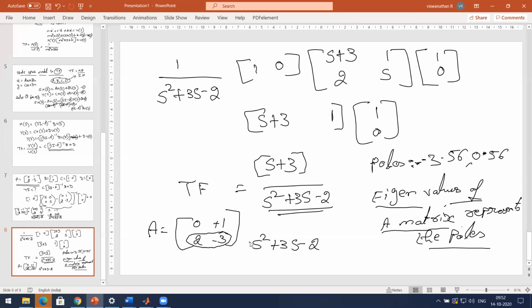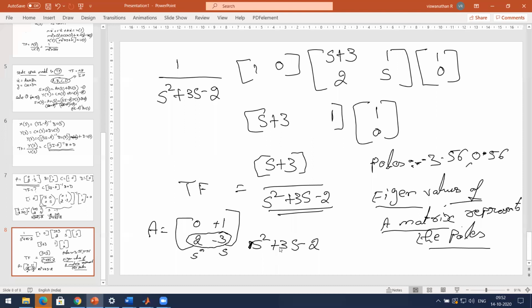Yes, we have to consider that coefficient. So always a one for the highest order must be there. What I am saying is this is for s, and this is for s power 0, but s square you have to consider. So this is another way of writing this. Always the trend will be like this: s square plus 3s minus 2.